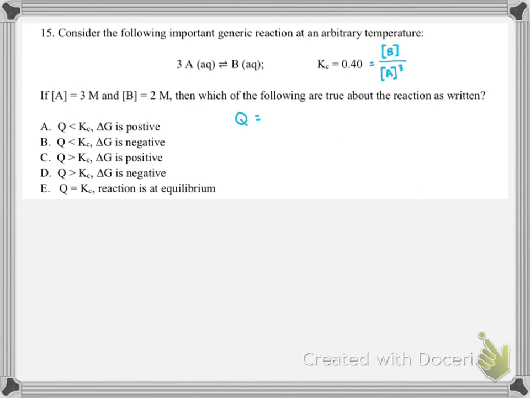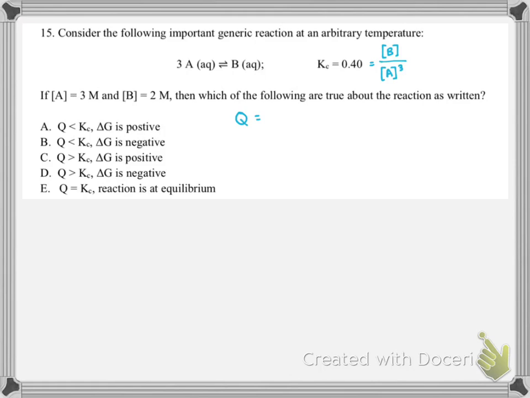In problem 15, we have some reaction, and they tell us what the Kc is, 0.4. And so I just automatically write my equilibrium expression, which is going to be B divided by A cubed. And they tell us, let's say we're starting with 3 molar A and 2 molar B. What's going on? So what we're going to do is go ahead and just solve for Q. And Q tells us where we are in relation to equilibrium. So we can figure out which direction we need to move.